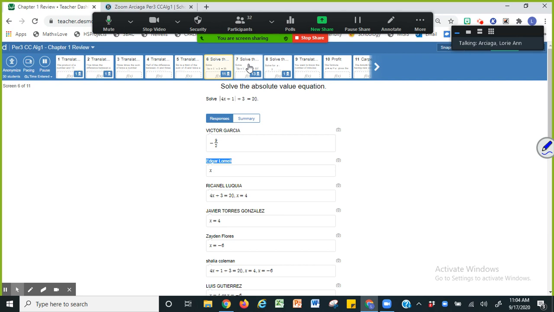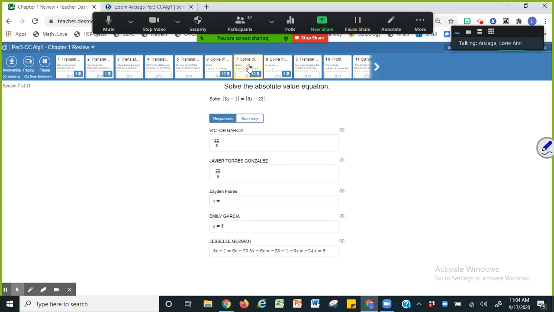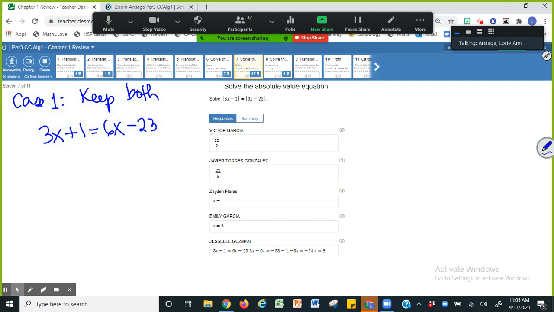Let's go to number 7. Okay, so remember, case 1, keep both sides. Case 2, keep one, change the other. Case 1, keep both sides same. Okay, drop the bars. So let me see how, oh, Giselle wrote it down nicely. 3x plus 1 is equal to 6x minus 23. Nice one. Very good, Giselle.